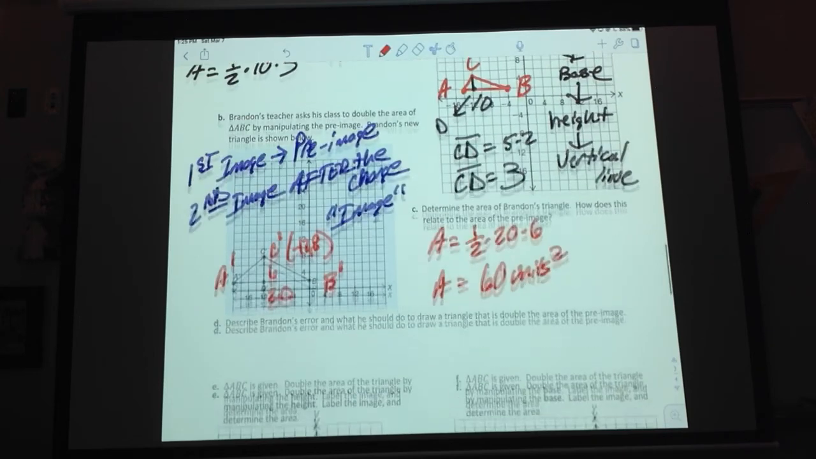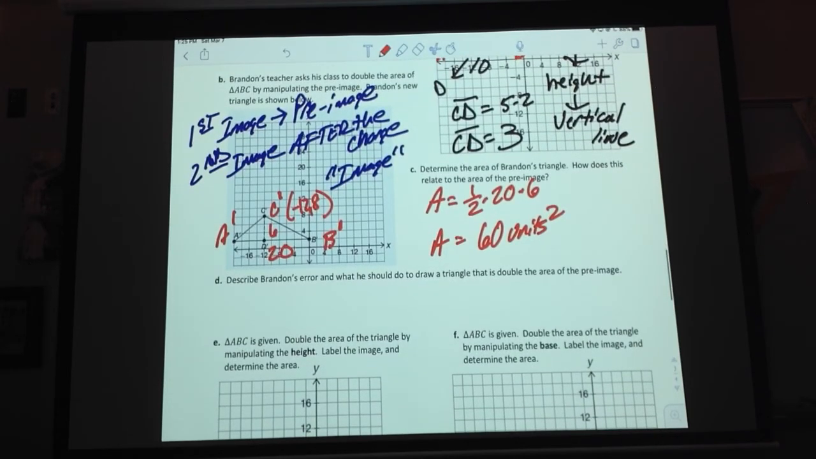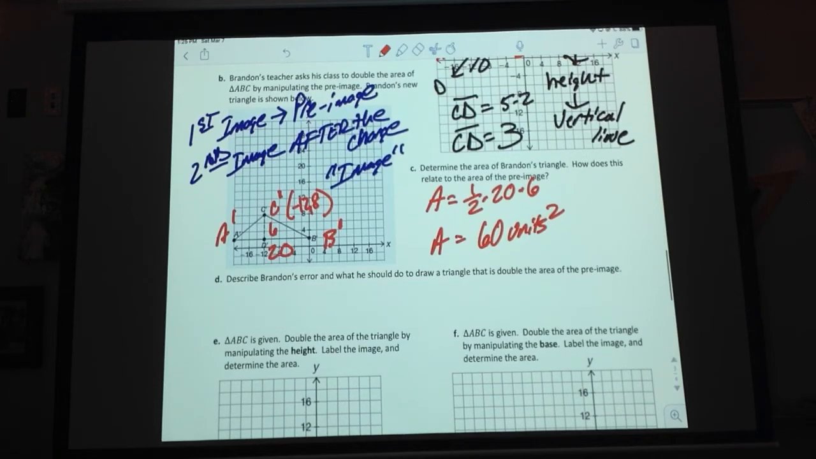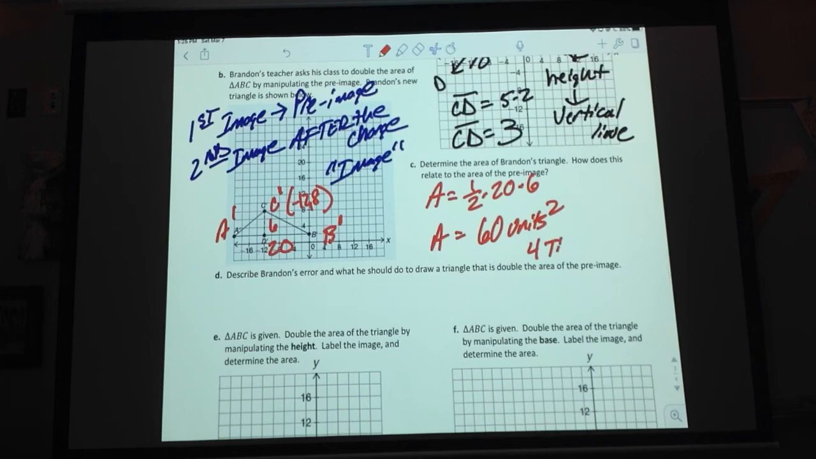Now, how does this relate to the preimage? Well, it's not double. What is it? It's 4 times bigger. And how do I know it's 4 times bigger? Well, because 15 times 4 is 60. So I know it's not double, because 15 times 2, or doubling, would be 30. I've quadrupled it. I've multiplied it by 4. Okay?